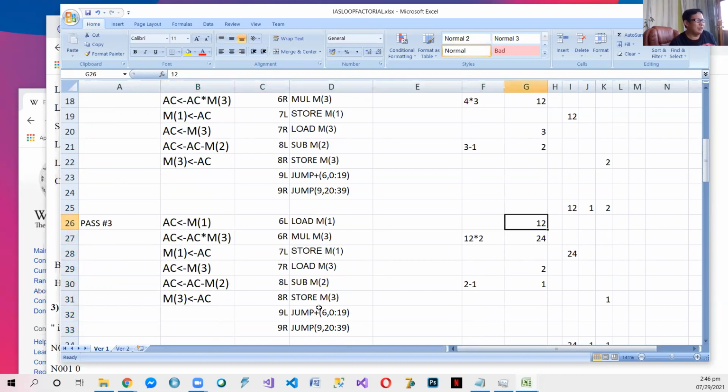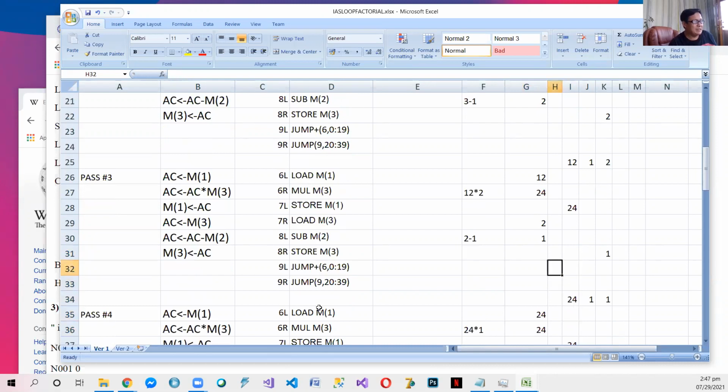Load M1, so magiging 12 ito. Mul M3, M3 is 2, so 12 times 2, 24. So we have stored it to the partial product, 24, our next partial product. So we have computed the partial product, we will compute the next multiplier. So load M3, M3 is 2. We sub M2, 2 minus 1, it becomes 1. Store M3, it becomes 1. Jump plus. Is this a plus? Yes. So we still repeat, pass 4.